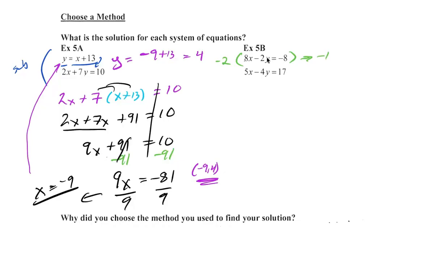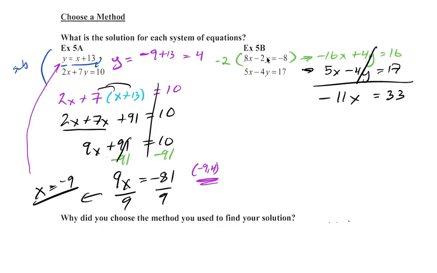So I get negative 16x plus 4y. Man, I'm just messing up all over the place. Equals positive 34. I'm going to leave the bottom alone. 5x minus 4y equals 17. We could add these up. Those y's would cancel out. 34 plus 17 is 51. Negative 16 plus 5 would be negative 11. So we're going to divide this by negative 11. And I get x equals negative 3.